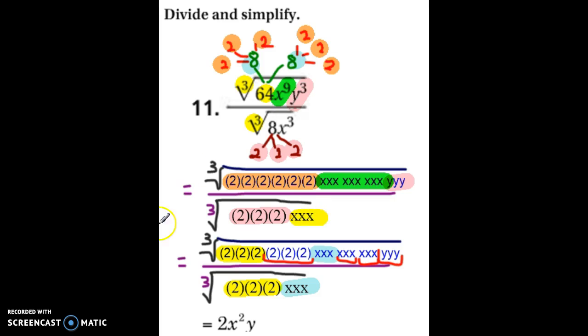Next thing I need to do is reduce. I notice these 3 2's cancel out these 3 2's. These x's cancel out these x's. My index is 3. I am looking for sets of 3's to come out. So that's how I got 2 to come out. Then I have 2 sets of x's. That's how I got x squared. And I have a set of y's that came out. That's how I got y.